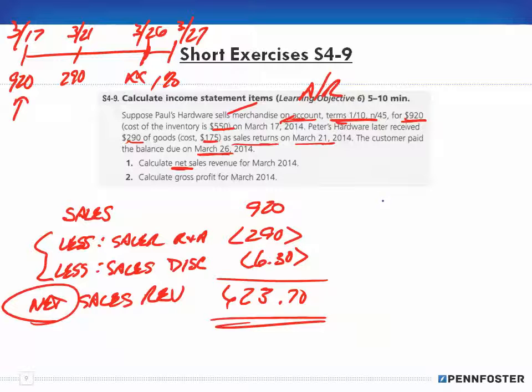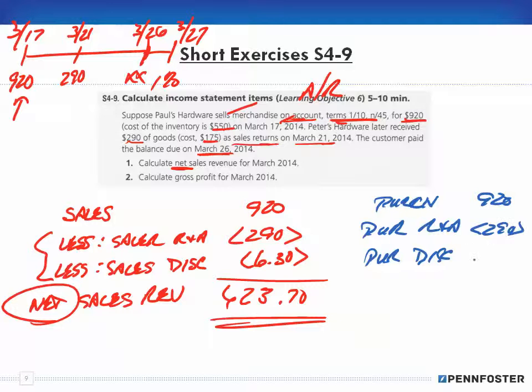Somebody else is making a purchase for $920. They're going to have a purchase return and allowance, and they're also going to have a purchase discount for $630. And so their net purchases is going to be $623.70. That's going to be their bottom line.